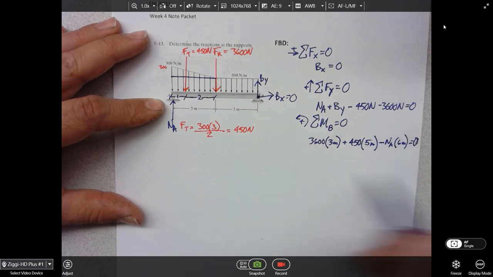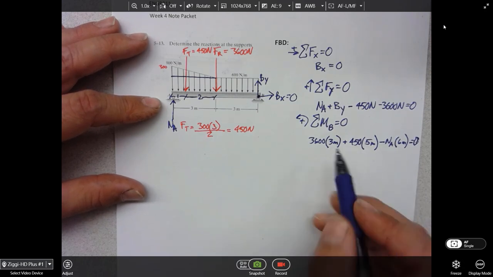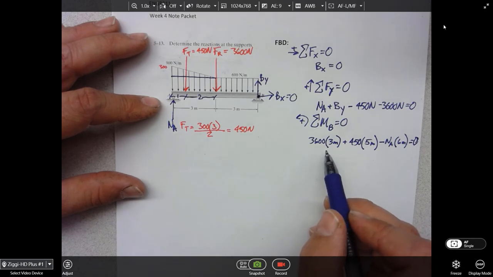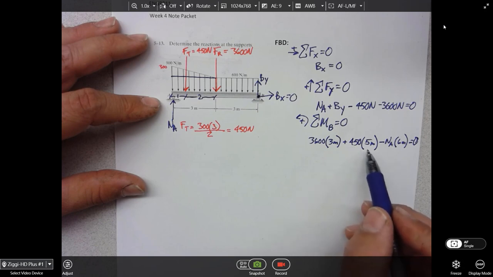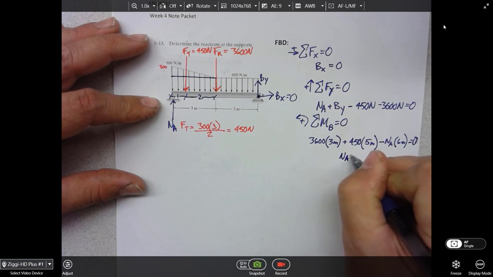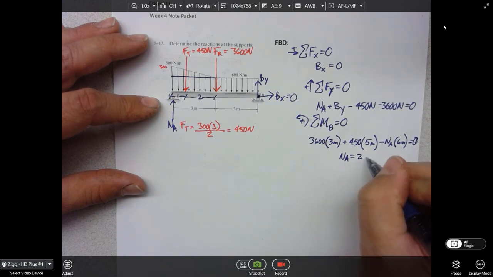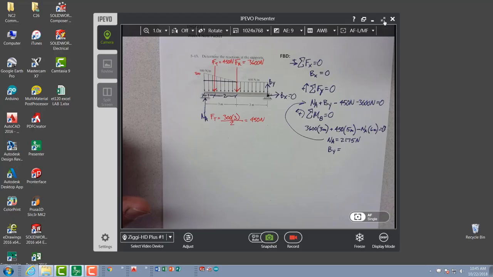So we could either pop these in our calculator, or we could just solve this bottom one, right? It's one equation, one unknown. So 3,600 times 3, is that 10,800? Yeah. Plus 450 times 5, and divided by 6. 2175 newtons. Okay. If we have 2175 newtons.